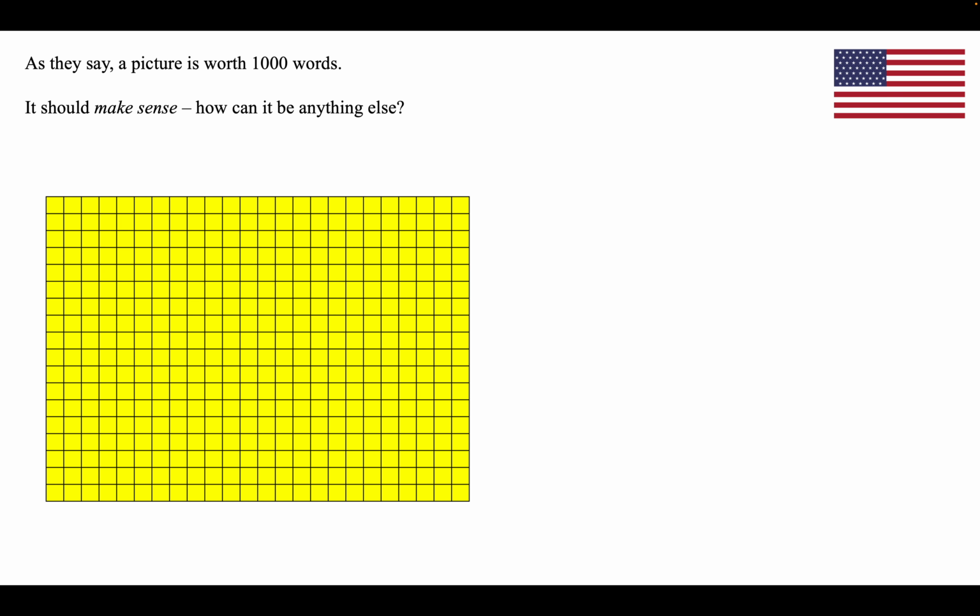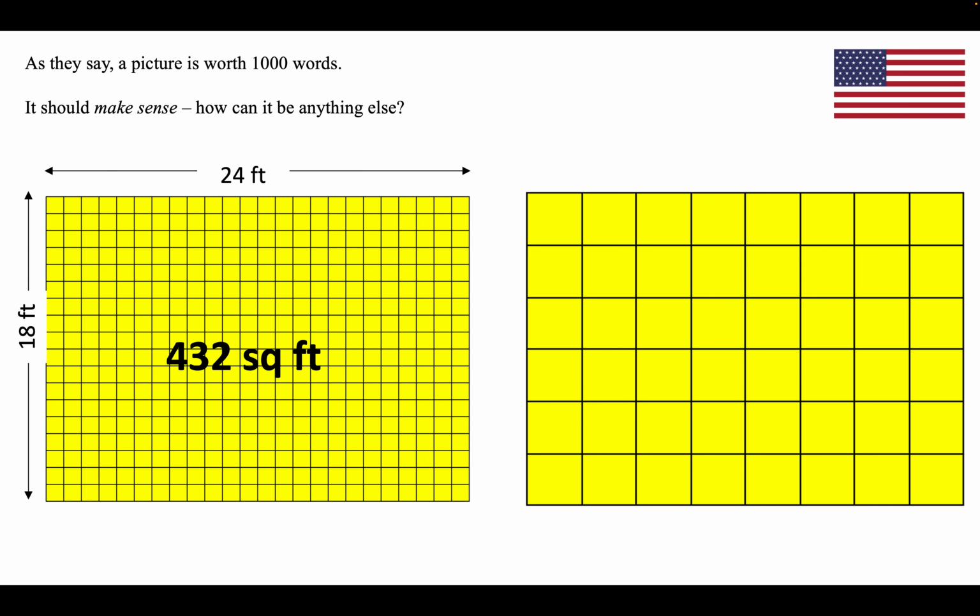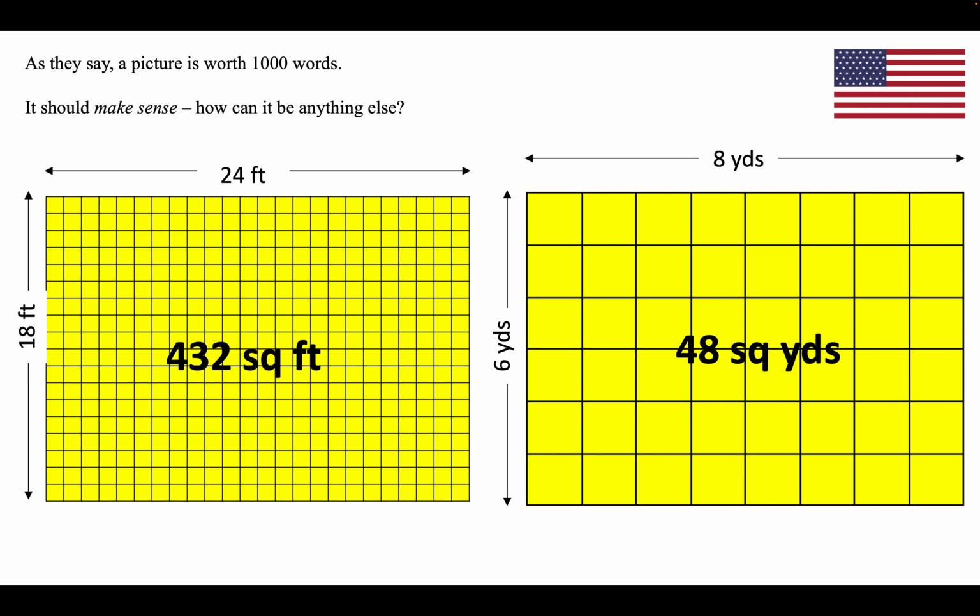There is the room. Each one of those squares is 1 foot by 1 foot. It's 24 feet by 18 feet. And we multiply those two lengths, and we get 432 square feet. Now we're going to look at the same room. It's the same room, but now it's yards. 8 yards by 6 yards. We multiply those two, and we get the area of 48 square yards. Same area expressed in different units.